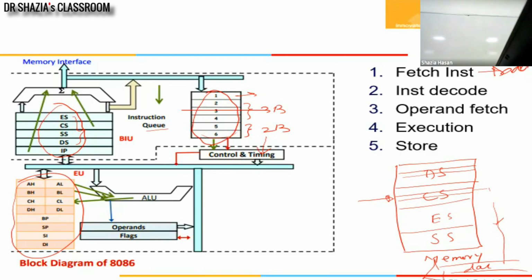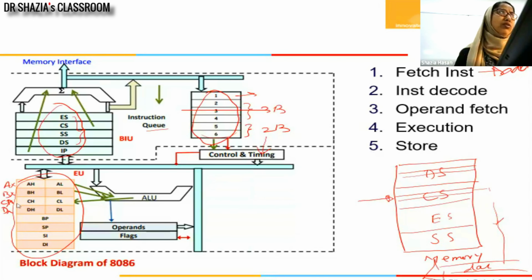This is your AX register, AX, BX, CX, DX, and BP, SP, SI, and DI. The detail I will discuss again in 2-3 slides. But here, these are the 8 registers. These are all 16-bit registers. These 8 registers are temporary registers, part of your execution unit.